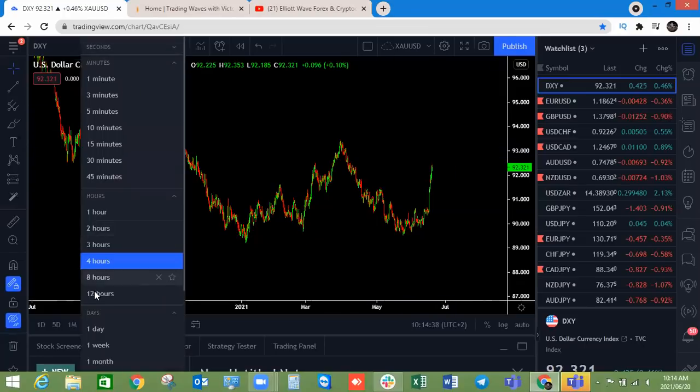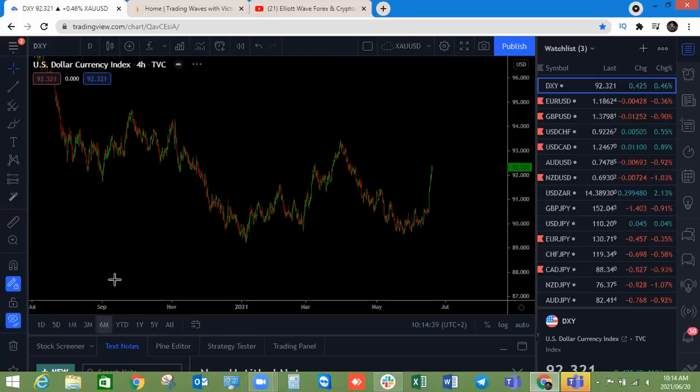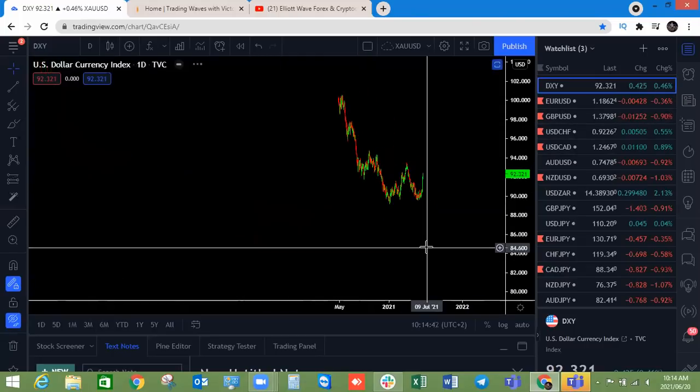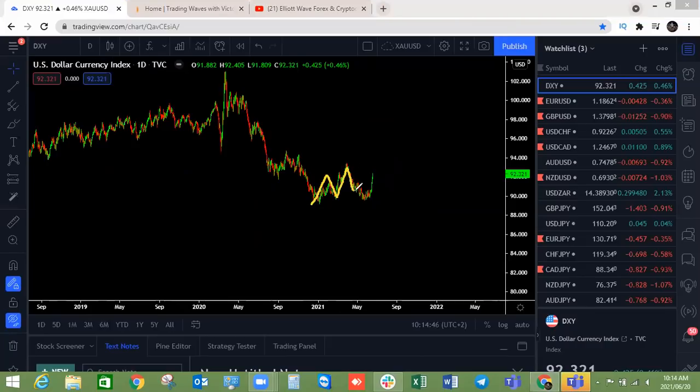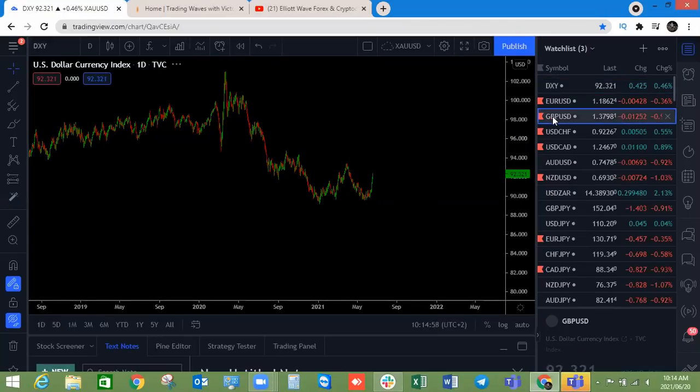That is the 4 hour and the daily. Let's see the daily as well. On the daily, it's very clear that we will be looking for these 3 waves. This is 3 waves, we'll look for similar 3 waves here. Could possibly go up to the 50% or at about 96 to give us this corrective structure here. That is Euro US dollar.